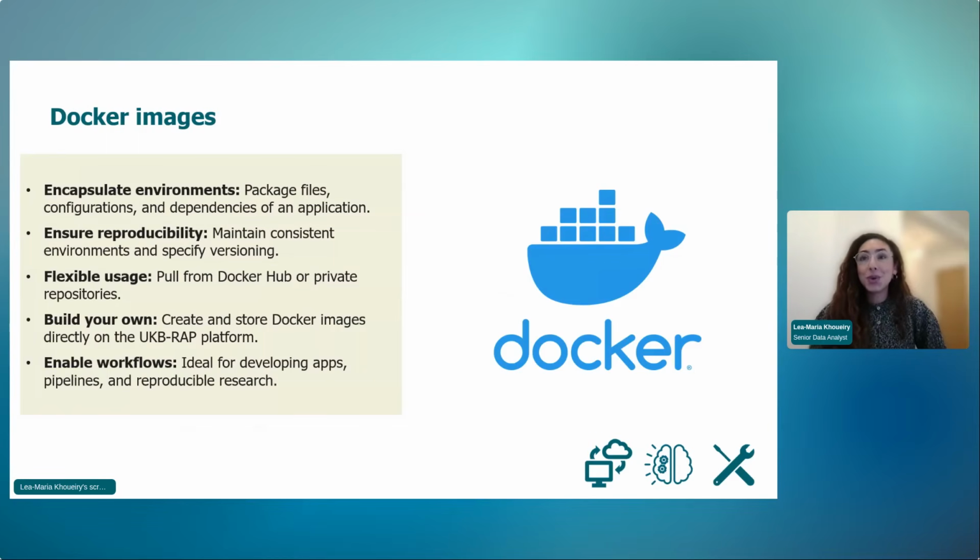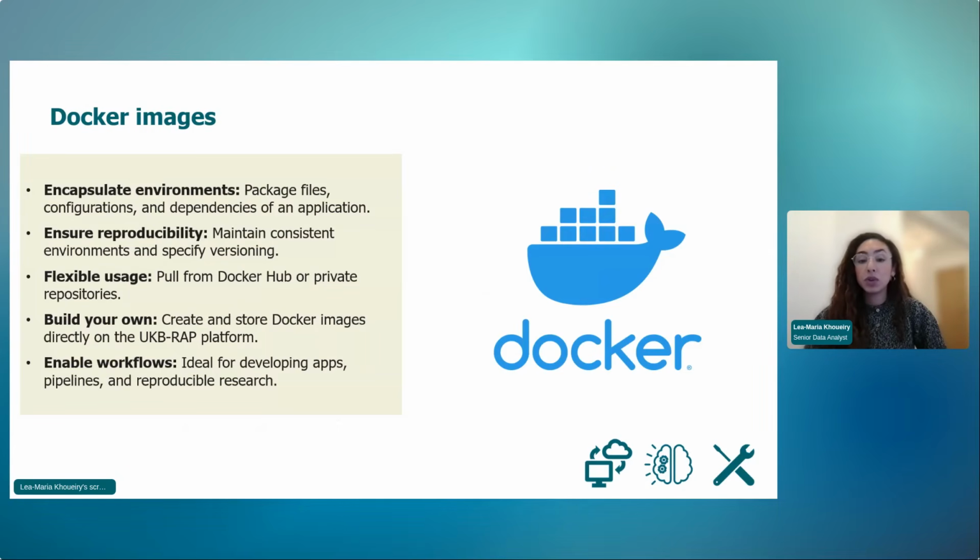So Docker images, why are they important? Mainly, they allow you to encapsulate environments. This means that all of your files, configurations, and dependencies of a single application are all together. So you can maintain the versioning of an application, and this will ensure reproducibility. It's also really flexible to use, as you can directly pull a Docker image from Docker Hub or private repositories. You can build your own, and you can also enable workflows, which is ideal if you want to develop apps, pipelines, and reproducible research.